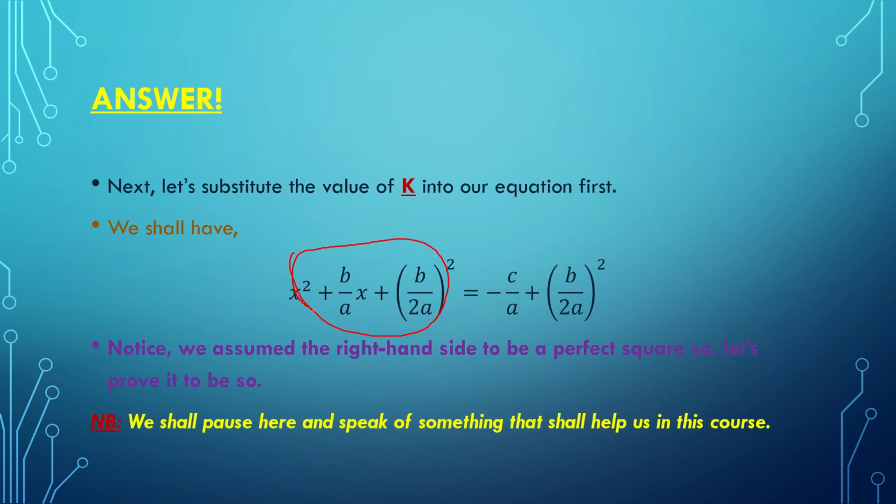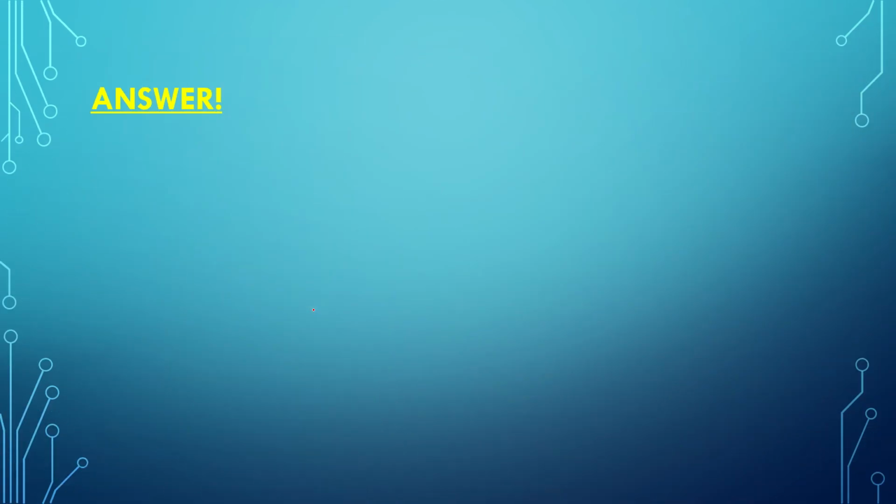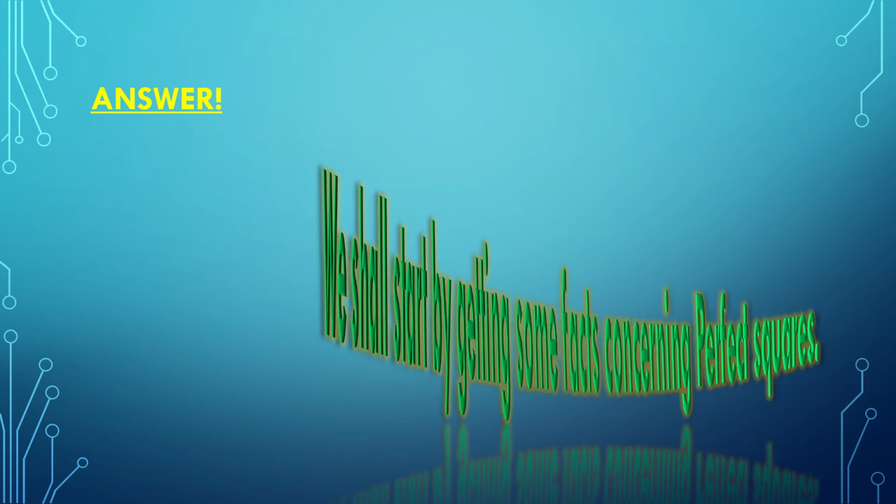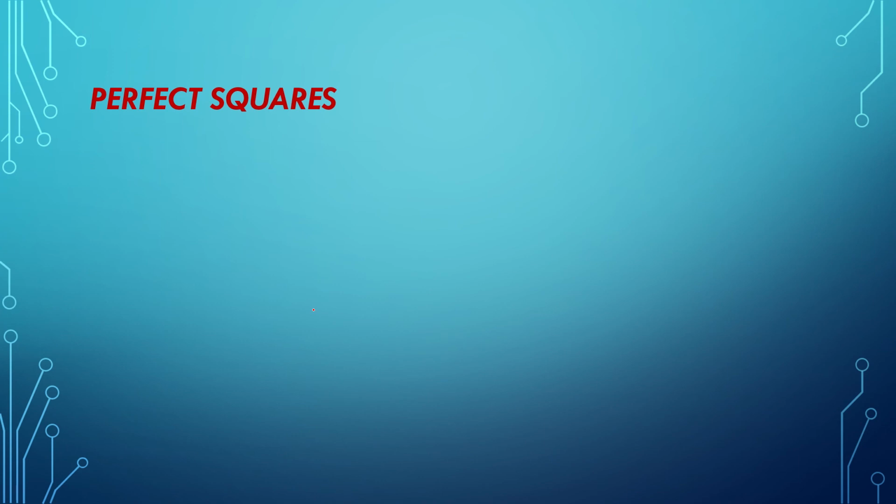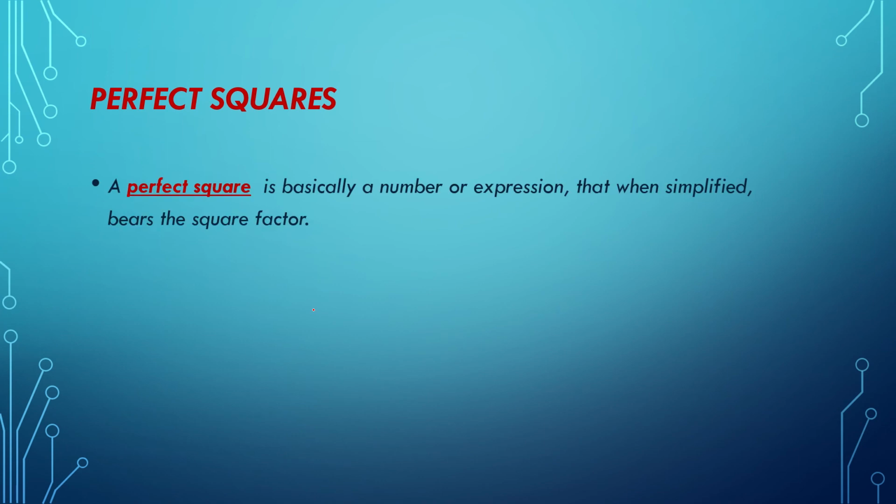Something you need to note, we shall pause here and speak about something that shall help us in this course. Let's speak about perfect squares in a moment. That's what we want to look at. We start with some facts about perfect squares. A perfect square, what is it? It's a number or expression that when simplified bears a square factor. We shall look at an example so that you're able to appreciate what the square factor is. It's also called a square number.